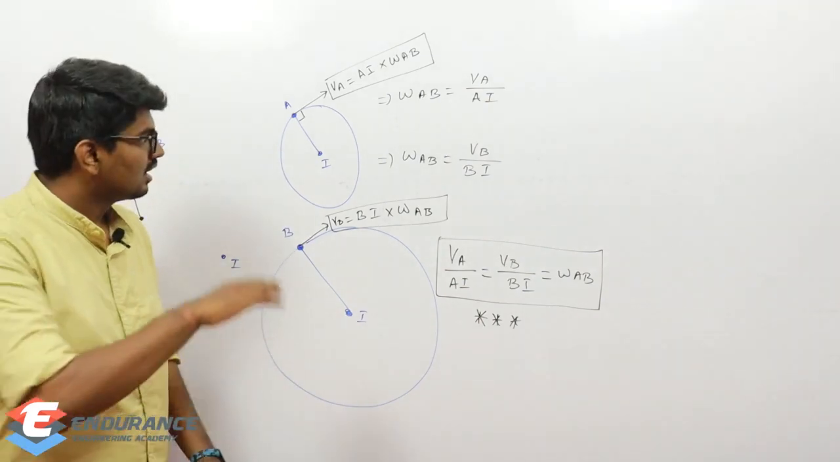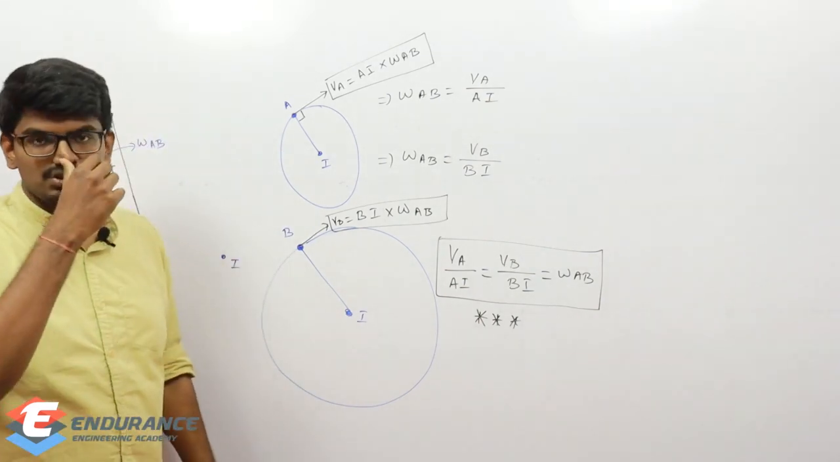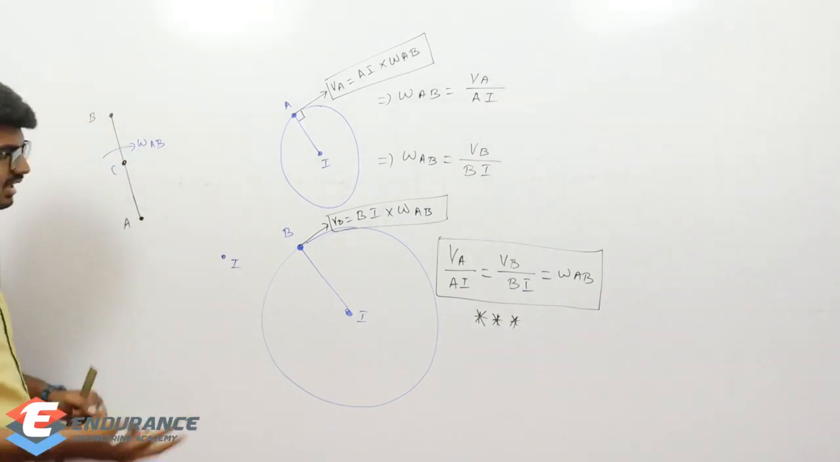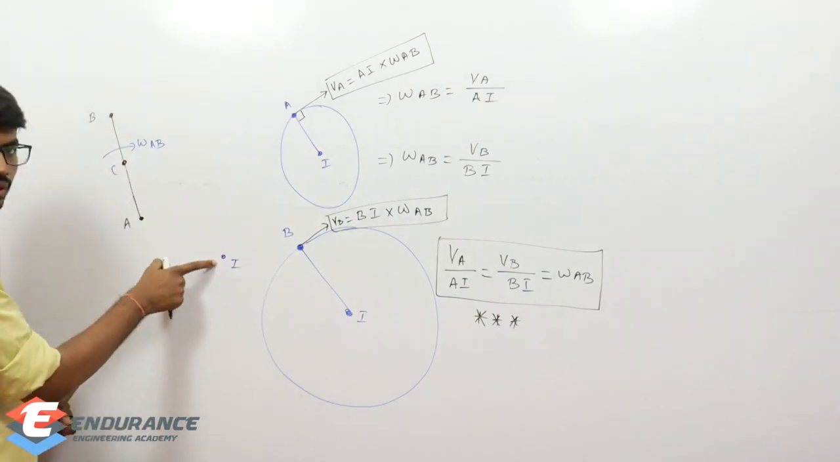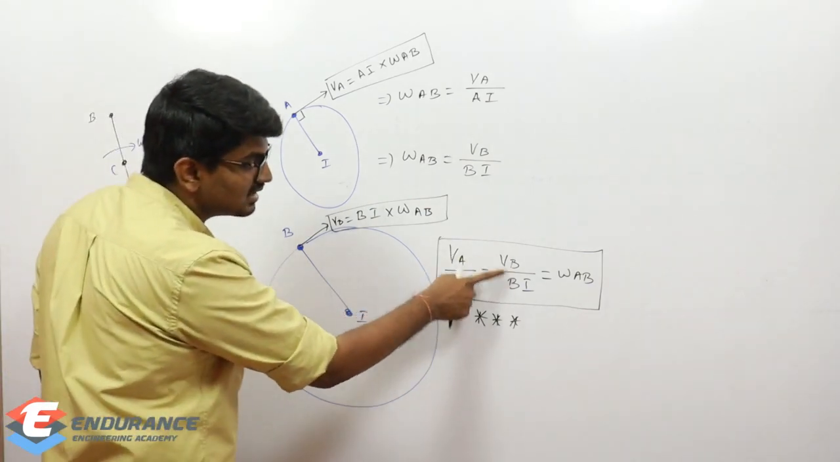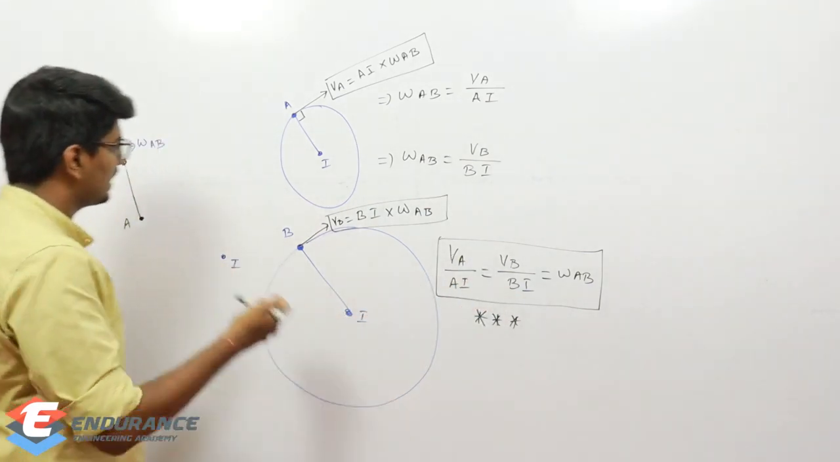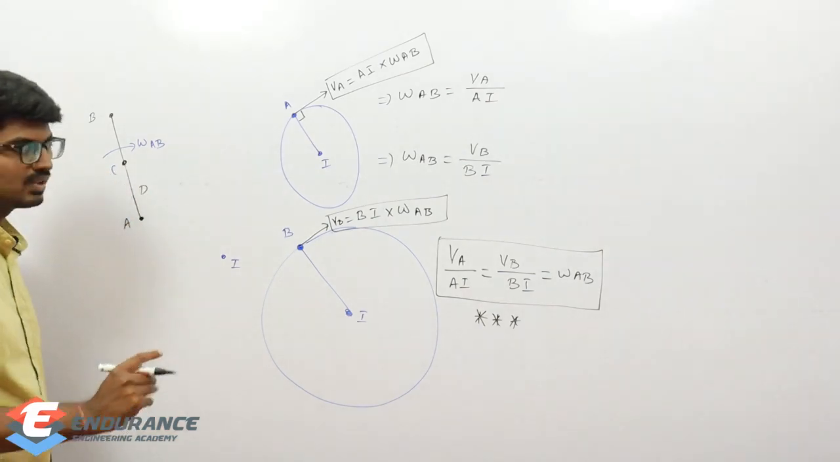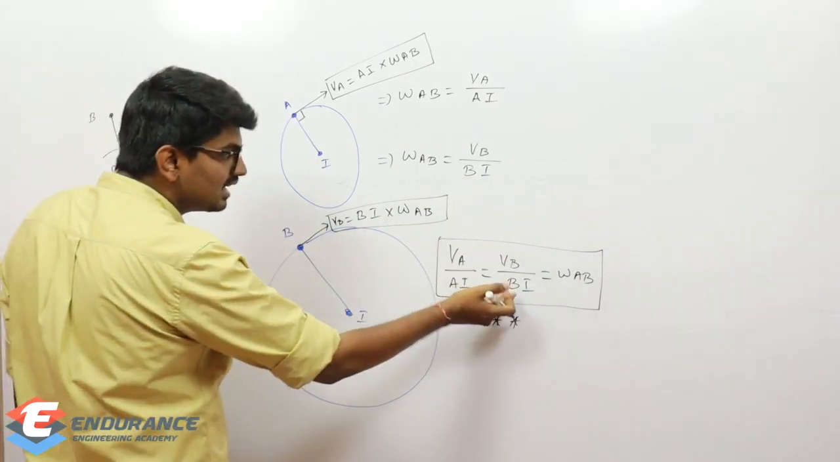Listen carefully. Point A and point B are fine. If there is another point C, what will I do? Simple, again find the distance between C and I, so it will become VC by CI. If I take point D, find the distance between D and I, and the equation will be VD by DI.